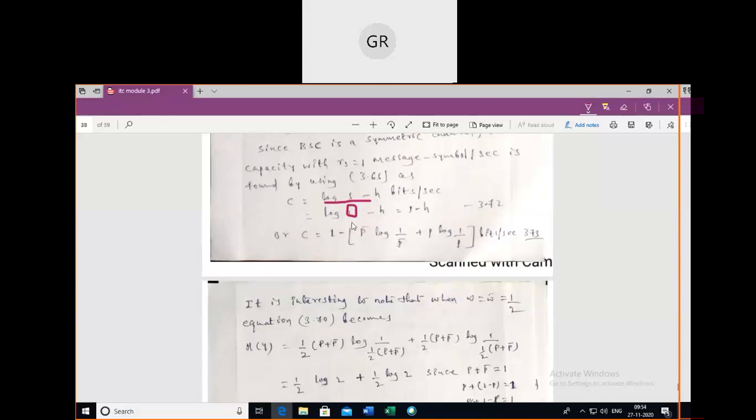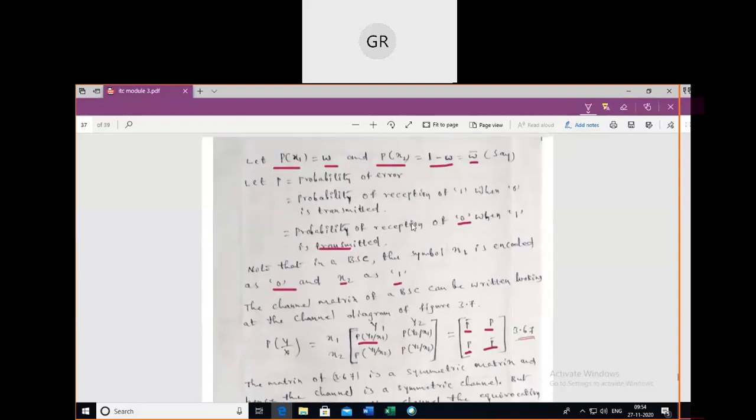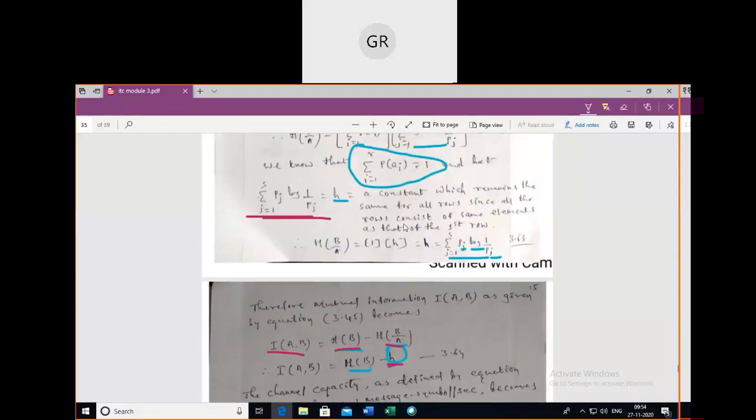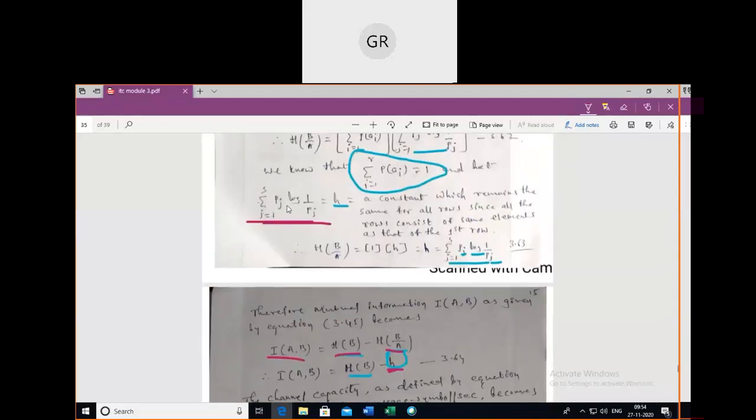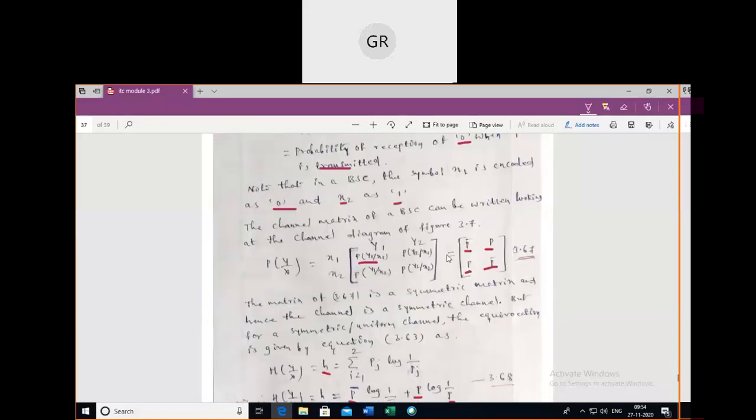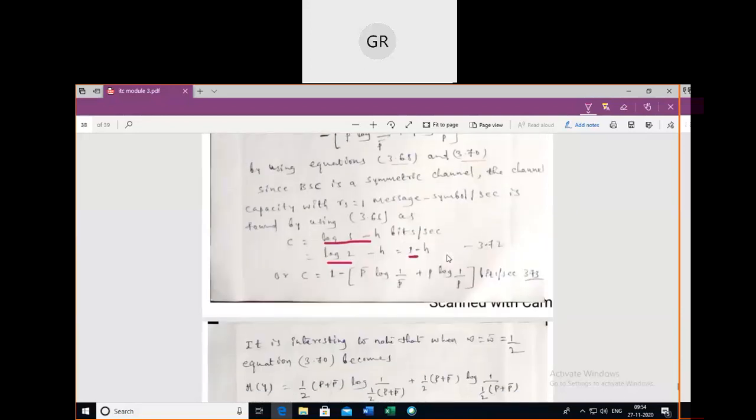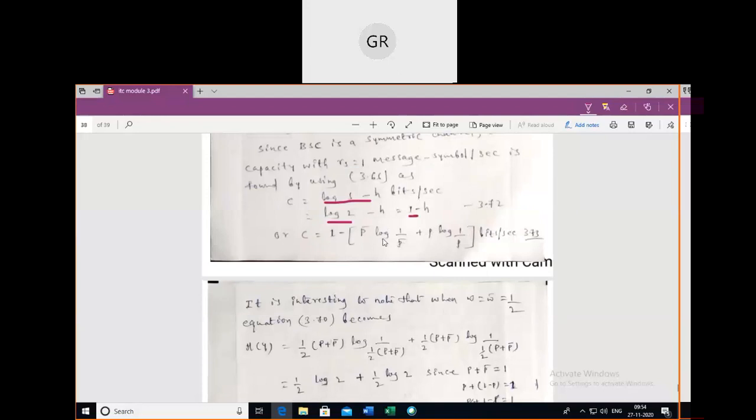What is the value of log of 2? It's 1, right? Then 1 minus H. Then substitute here. C is equal to 1 minus, sorry, the H value is different here. H is equal to the sum over j equal to 1 to S of Pj log of 1 divided by Pj. But here, in terms of P bar and P, the H value is P bar log of 1 divided by P bar plus P log of 1 divided by P, bits per second.